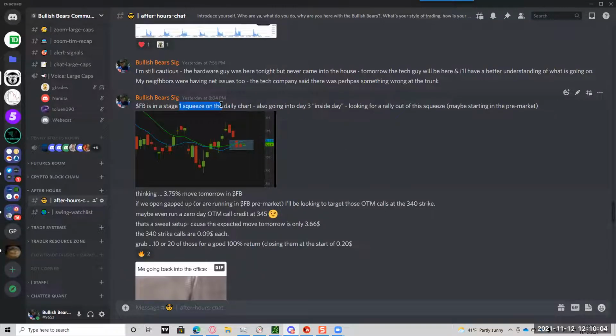We were in a stage one squeeze on the daily time frame, and we had two inside days. So we were going to be going into the third day of an inside day. And I decided that if this started making moves in the pre-market, it would be something worth trying to trade. So I looked for around a 3.75% move in Facebook.